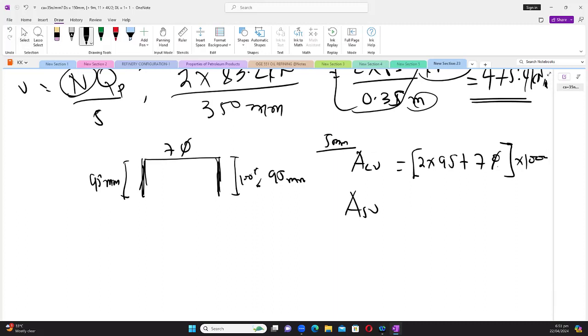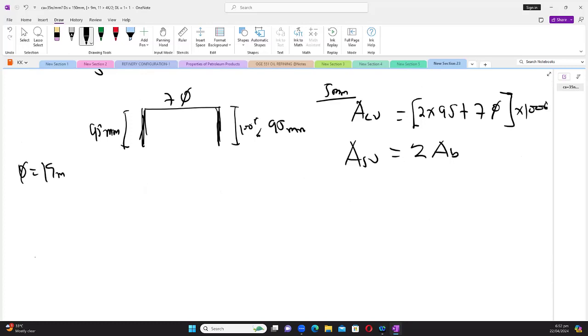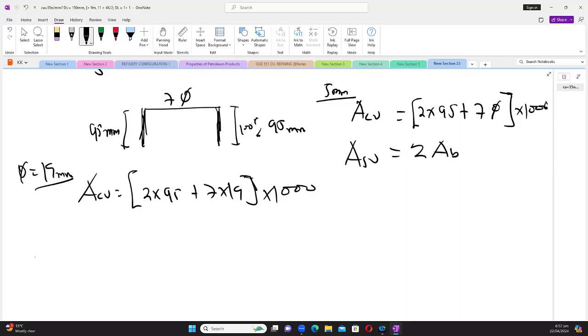Okay, quickly. This is times 1,000. Then ASB, I said, is 2 times AB. Do you remember this, those who are in class? The diameter was 19 mm, right? So ACV will be 2 times 95 plus 7 times 19, then times 1,000. 1,000 for the 1 meter. And what is in the bracket is a perimeter. So what is ACV?